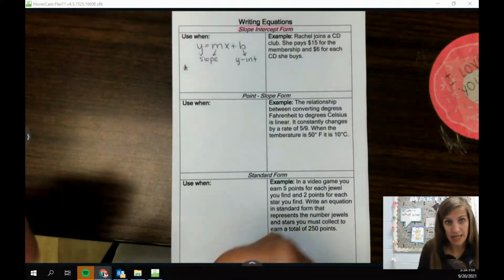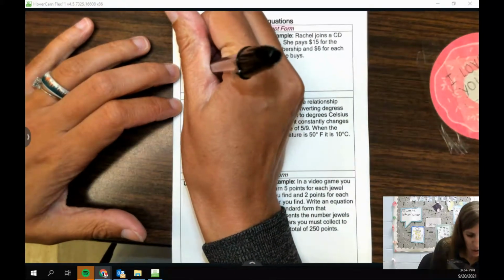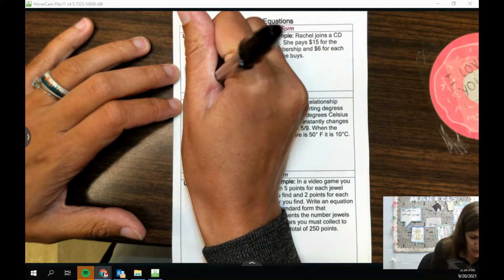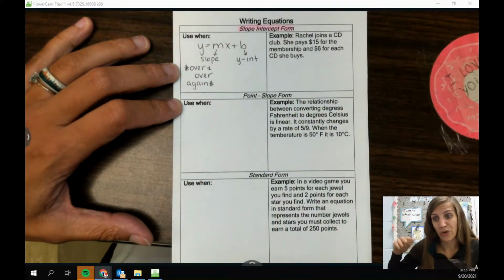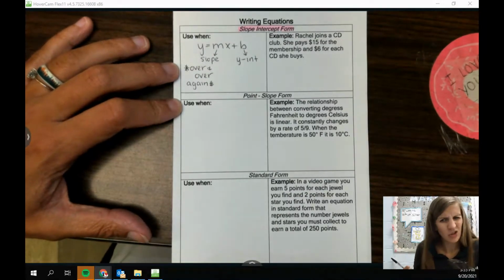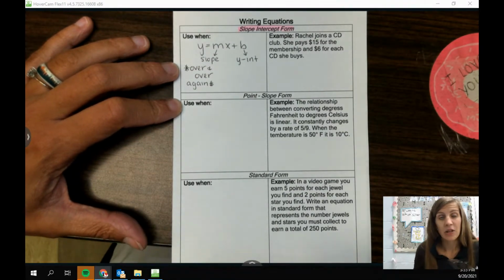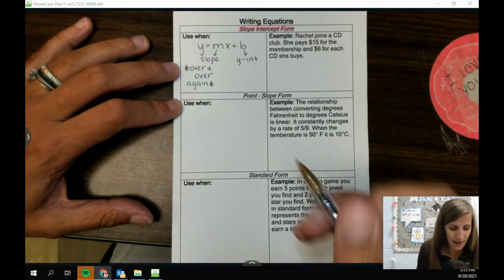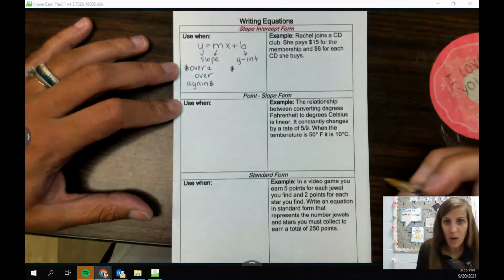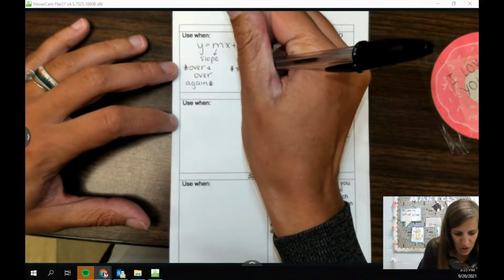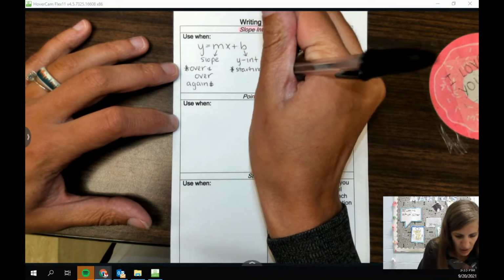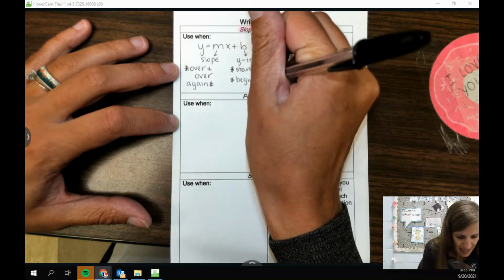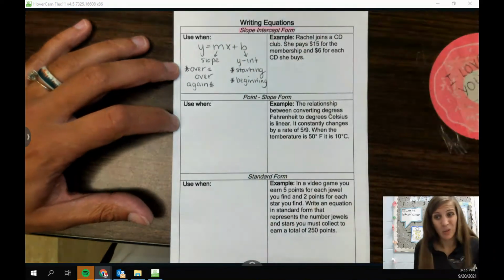The slope number is going to be a number that happens over and over and over again. So I like to call it my over and over again number. That's usually pretty easy to find. You can look for words like for each or for every or constantly or rate or stuff like that. And then my y-intercept is my starting point or my beginning number. Or really it's kind of a one-time number, like it happens only once.